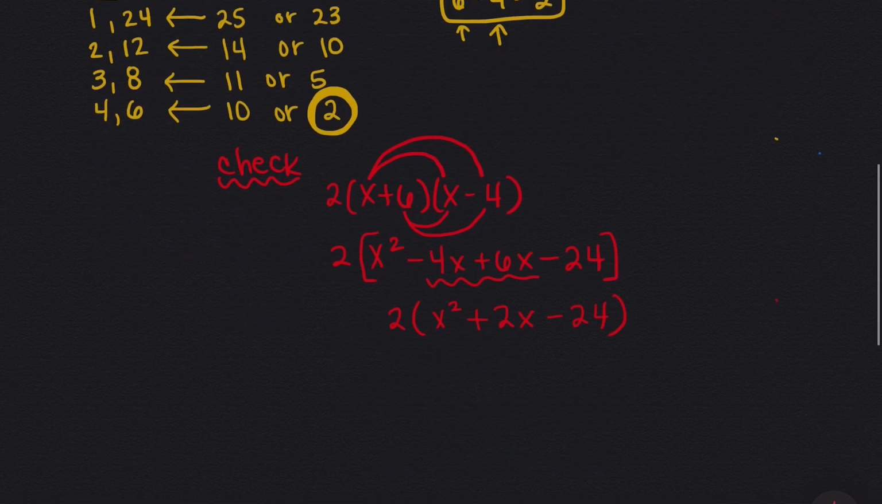And final step is to distribute the 2 in the front. So 2 times x squared, that's 2x squared. 2 times 2x, that's positive 4x. And 2 times negative 24, that's negative 48.